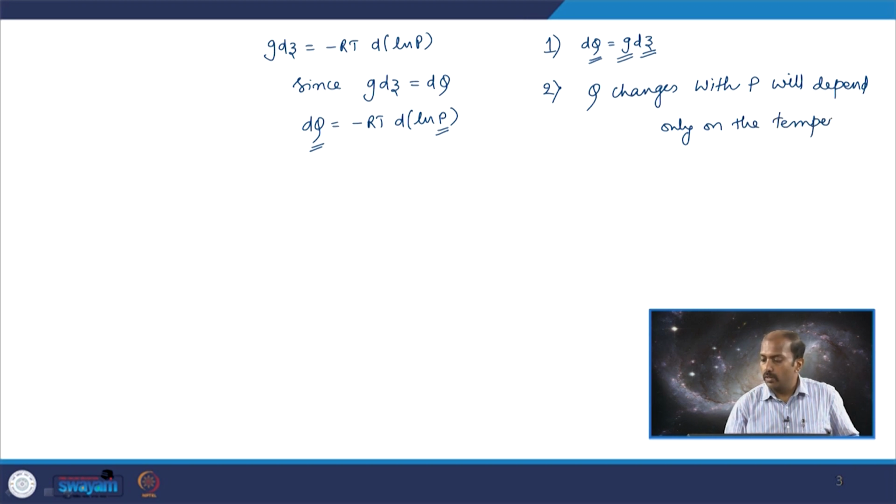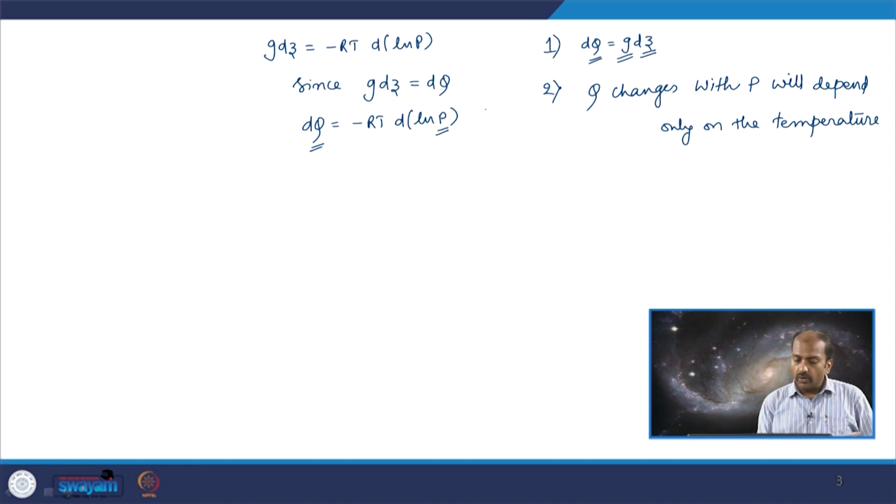It is straightforward. I mean, capital R is a constant. So the rate at which the geopotential changes with respect to the pressure will depend on the temperature. And the rate at which the potential changes with respect to the height is equal to the gravity. Right. So these two are very important conclusions. Let's call this equation.